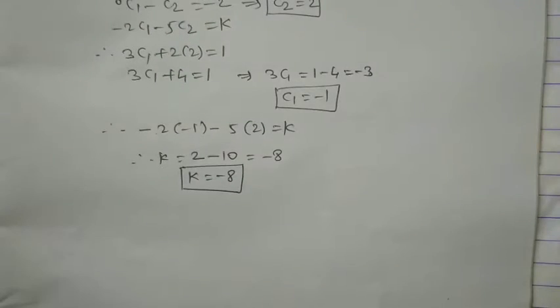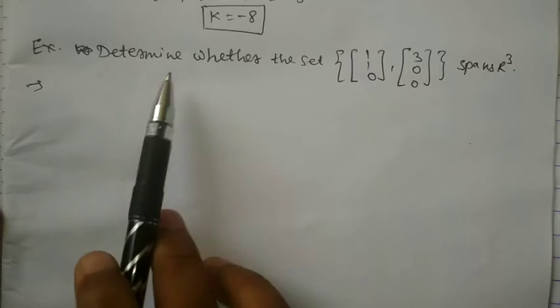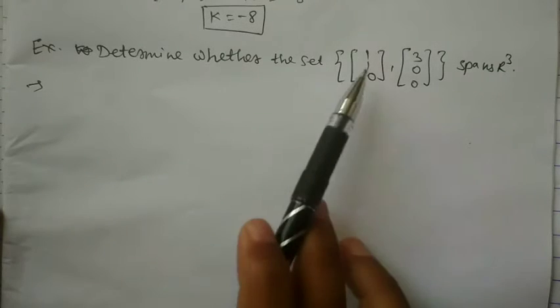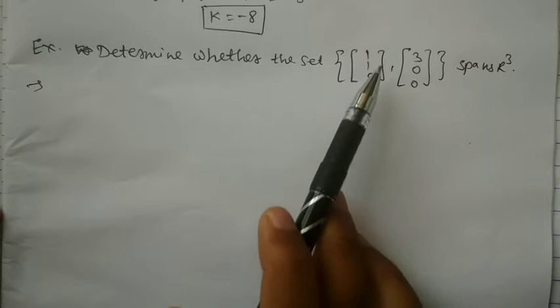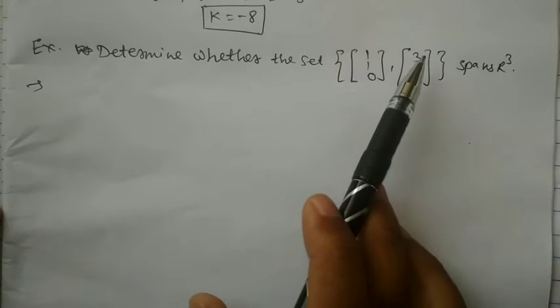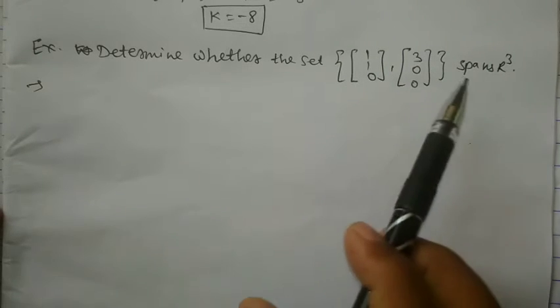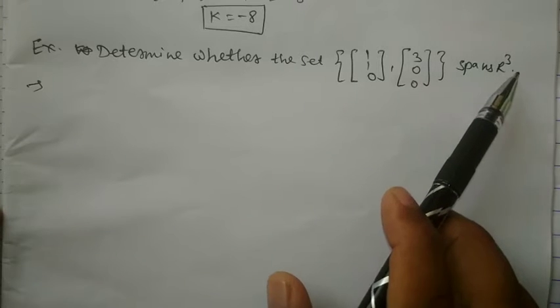Then next example: determine whether the set, now in this set there are two elements. The first element is the column vector 1 1 0, and the second column vector is 3 0 0. Does it span R cube? So what is R cube?